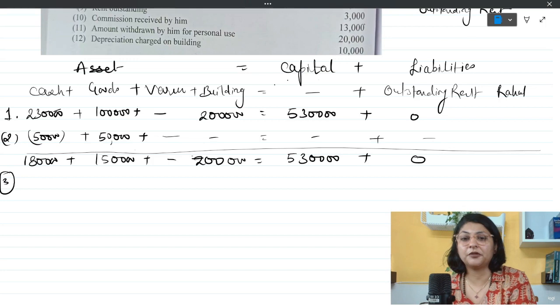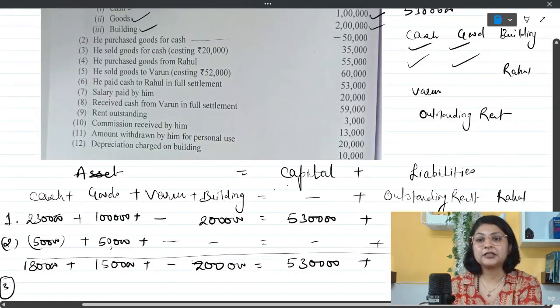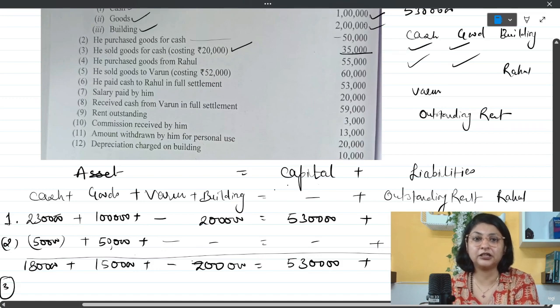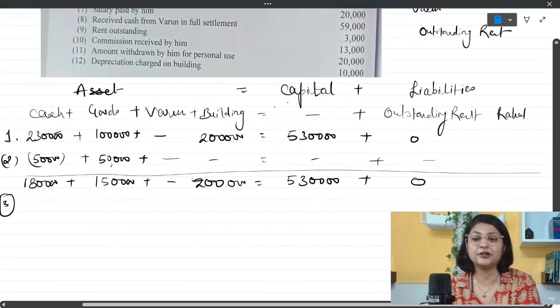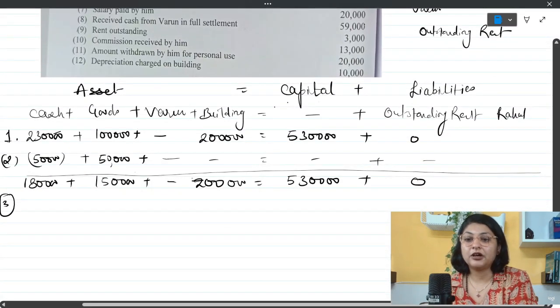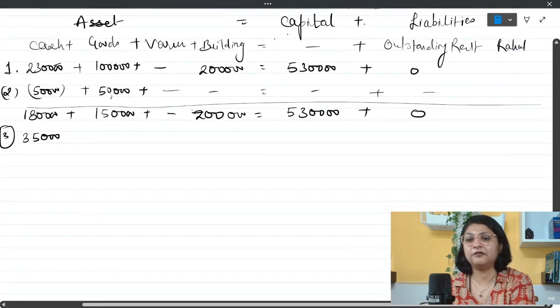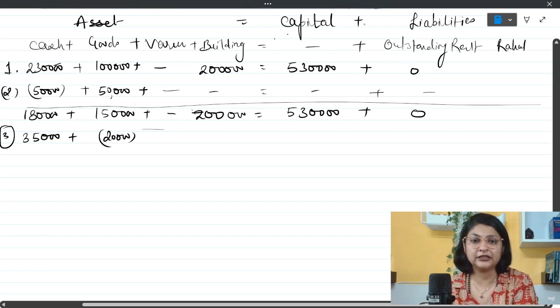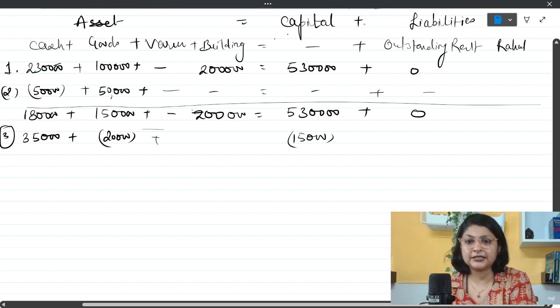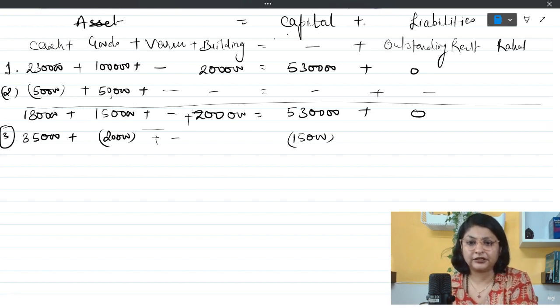Now we are incorporating the third transaction. What is the third transaction? He sold goods costing 20,000 for cash for 35,000. There is a profit of 15,000. So goods sold for cash 35,000. We are adding 35,000 in cash, and we are deducting 20,000 from the goods, and we are adding the difference into the capital over here, and the remaining places are going to be unaffected.